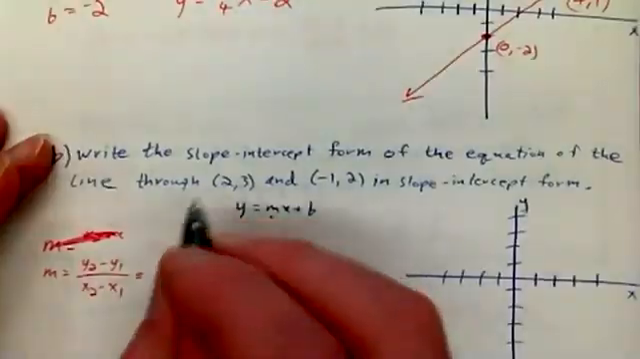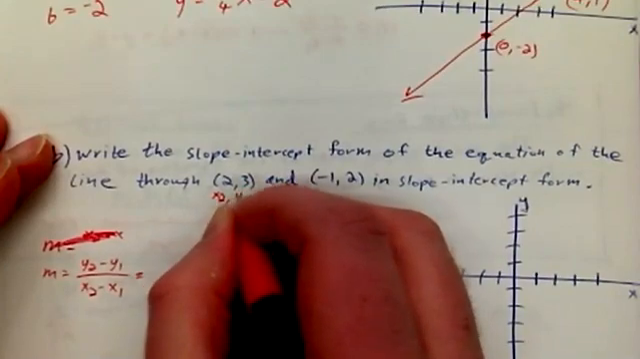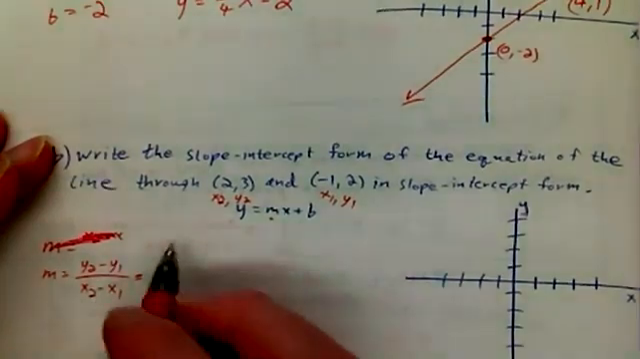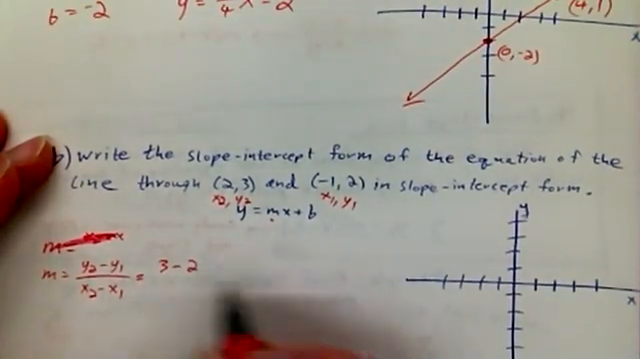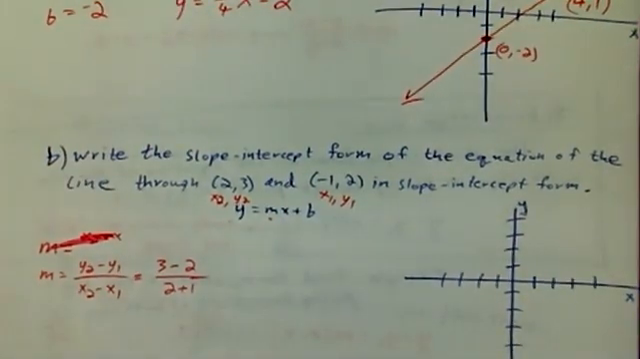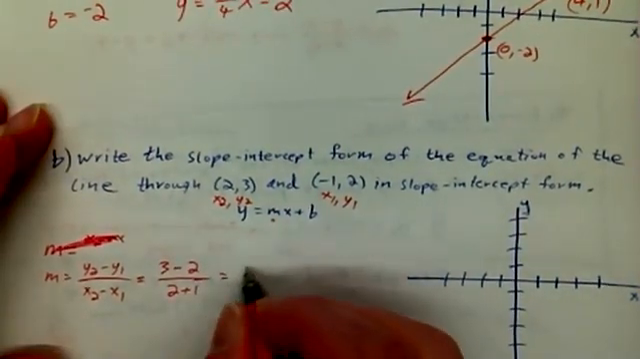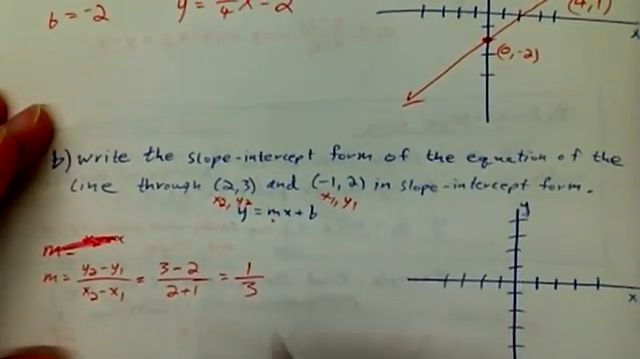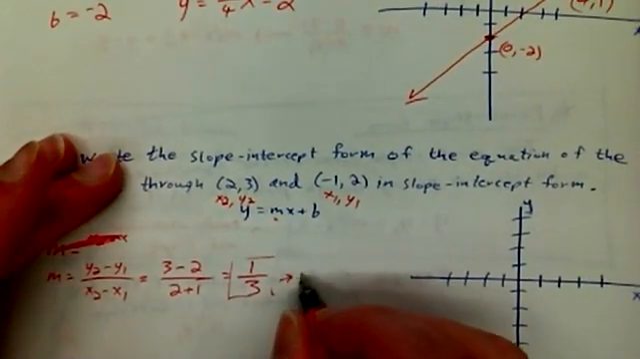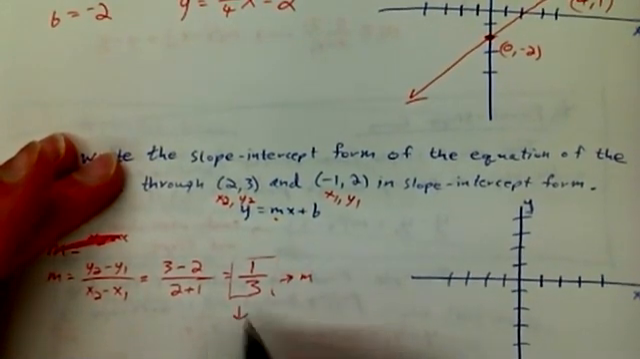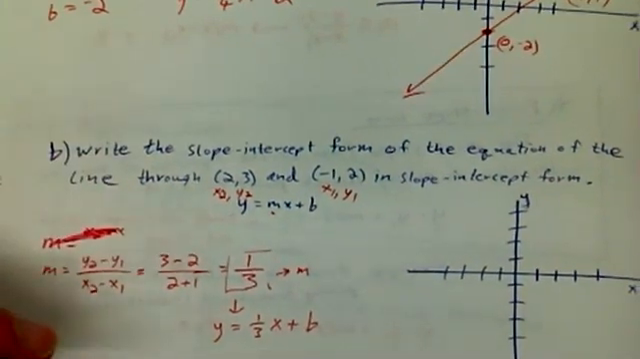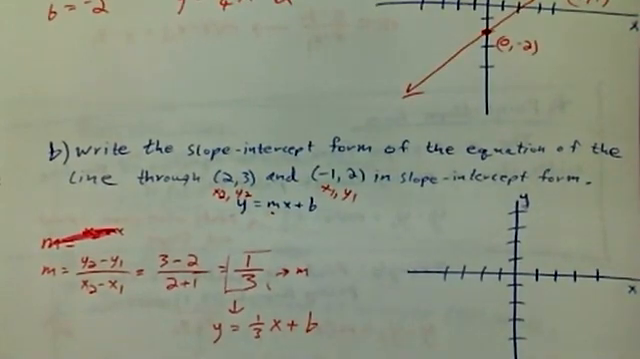But if I look at this, I'll call this my x2, y2 and x1, y1. So I'm going to get y2 minus y1 over x2 minus x1. That's really 2 plus 1, that's going to be 1 over 3. So right here, 1 over 3, that's m. So I know my equation in slope-intercept form is y equals 1/3 x plus b. But I'm not done because I don't know b.